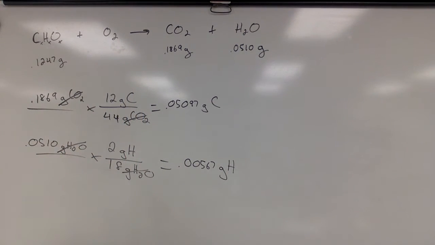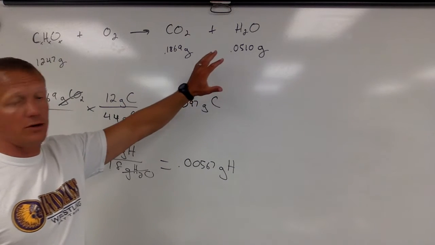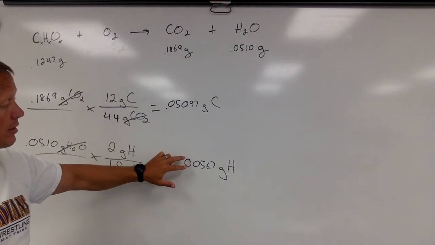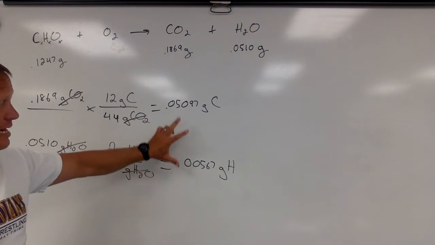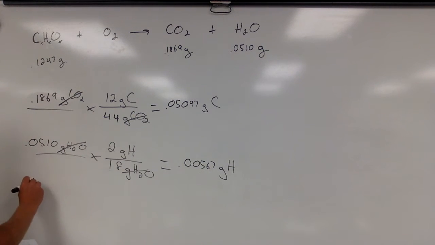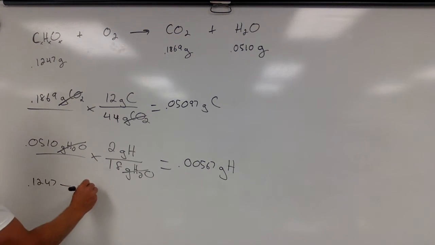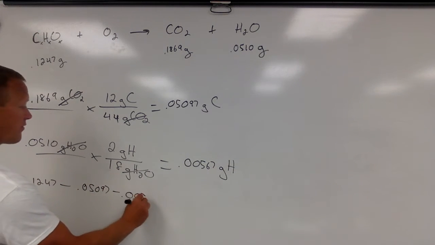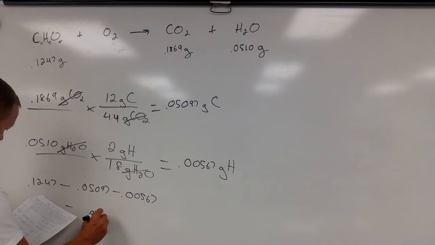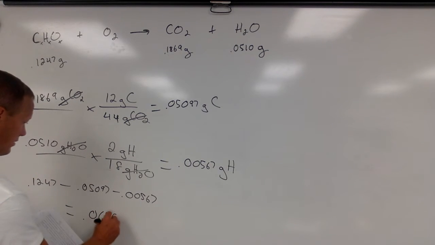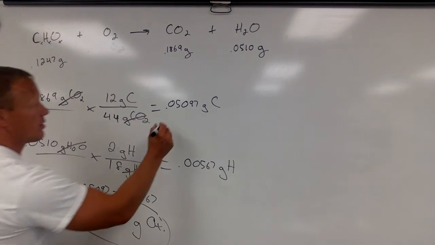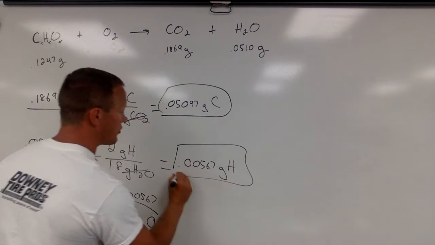So with the oxygen, don't try and figure it out based here and here. It's not going to be possible to do, because we don't know how much oxygen was here. We know there's that much carbon and that much hydrogen. Add those together, subtract that out of the total, and that will give us our oxygen. So we're going to take 0.1247 minus 0.05097 minus 0.00567. That gives us 0.06806 grams of oxygen.